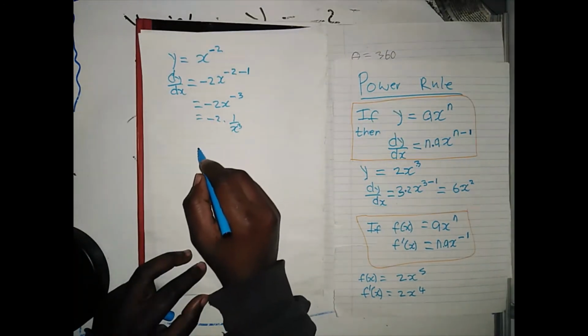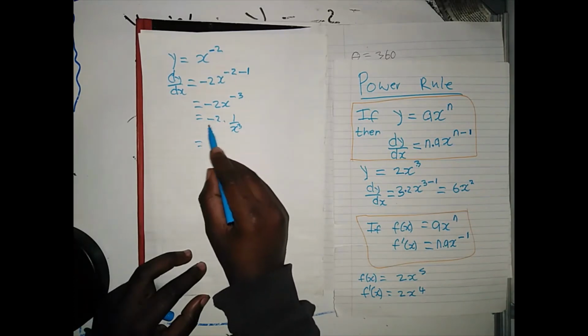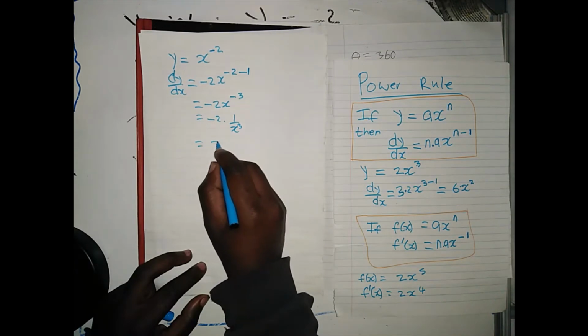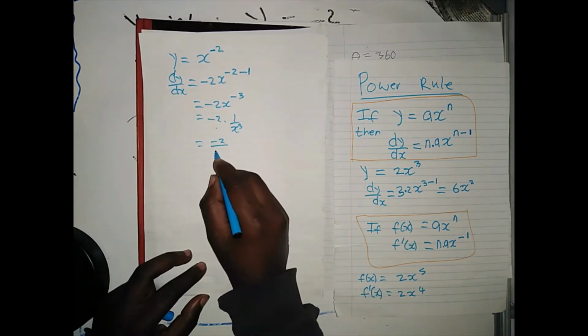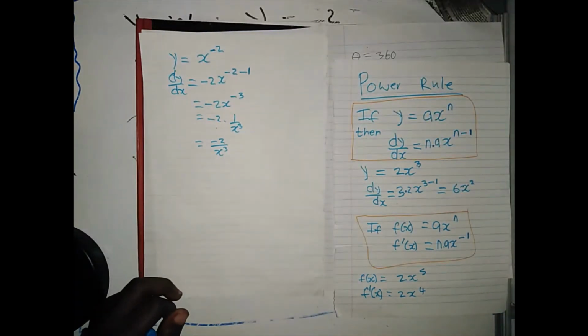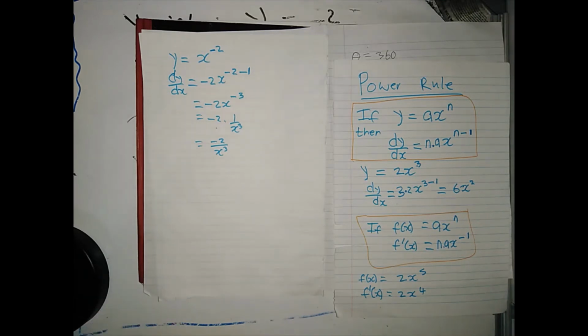And then this gives you what? Remember there's an invisible one here. Minus 2 times this one is going to be minus 2, and then 1, this is invisible, times x to the power 3. That is your answer. Okay, let's go on to something a little bit more complicated, guys.